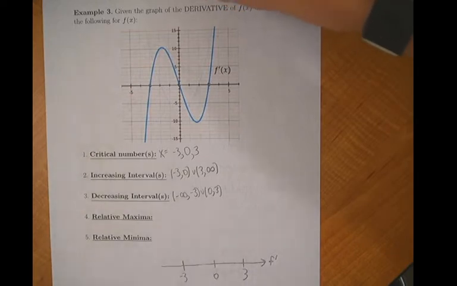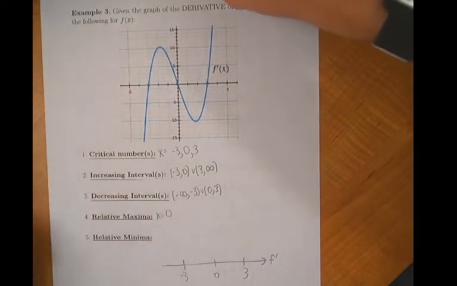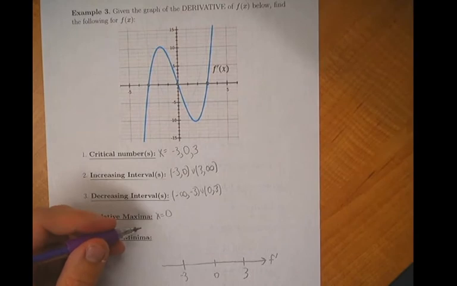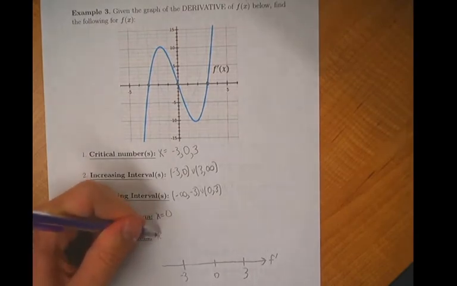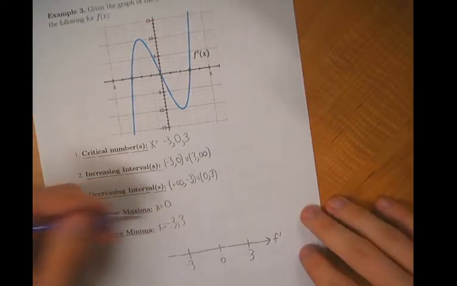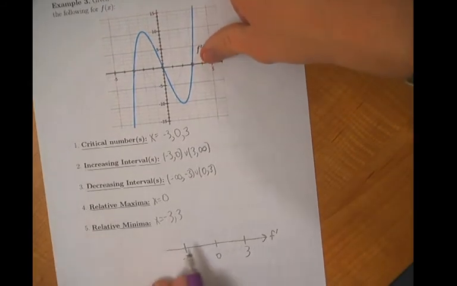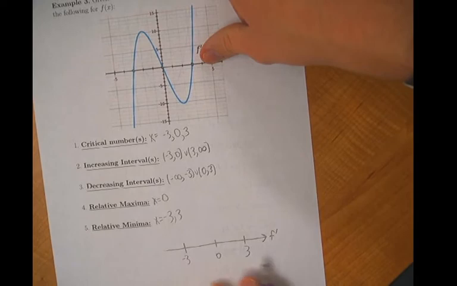Maximum at 0. Okay, and then relative minimum at negative 3 and 3. Yep, negative 3 and positive 3. Good. Because what you notice is that for the increasing intervals, those correspond to negative 3 to 0, and then 3 to infinity.